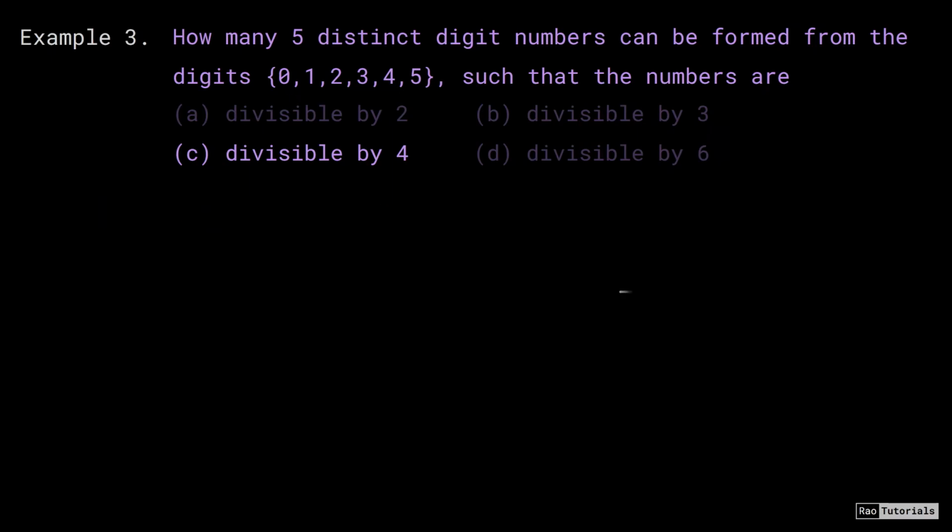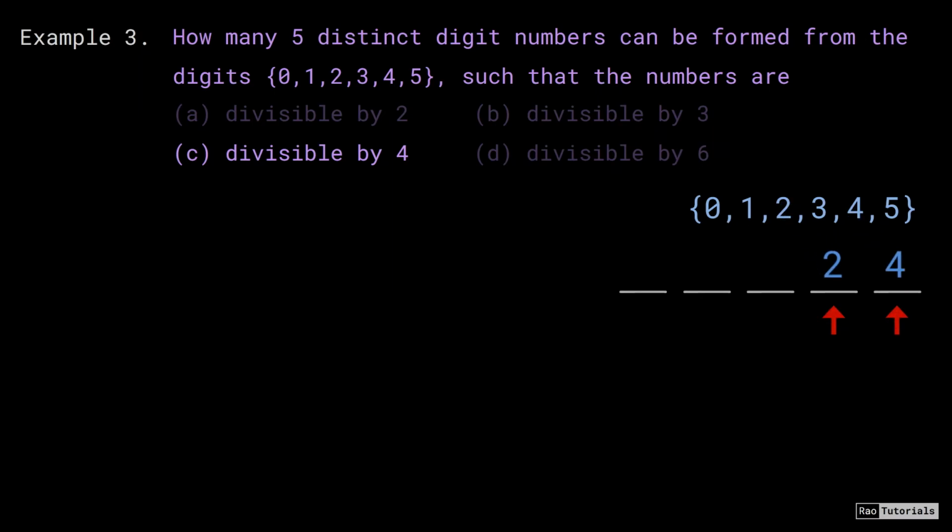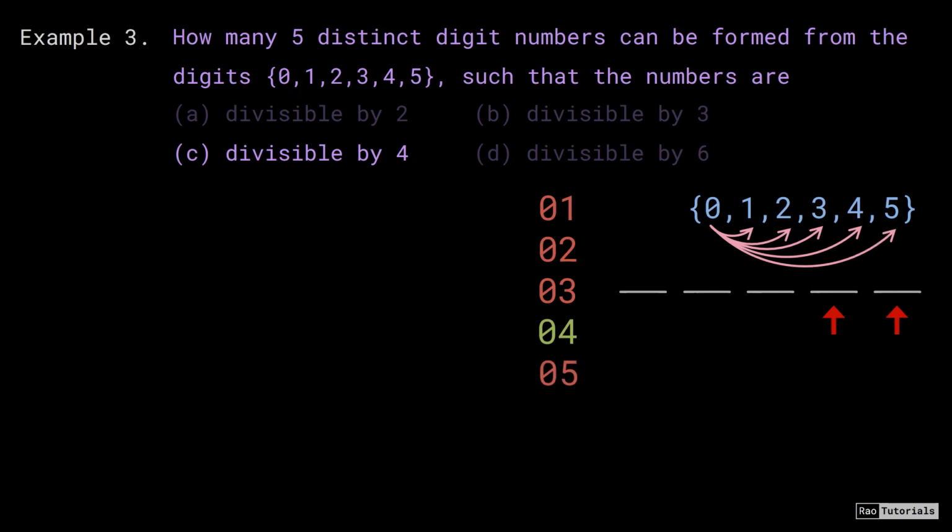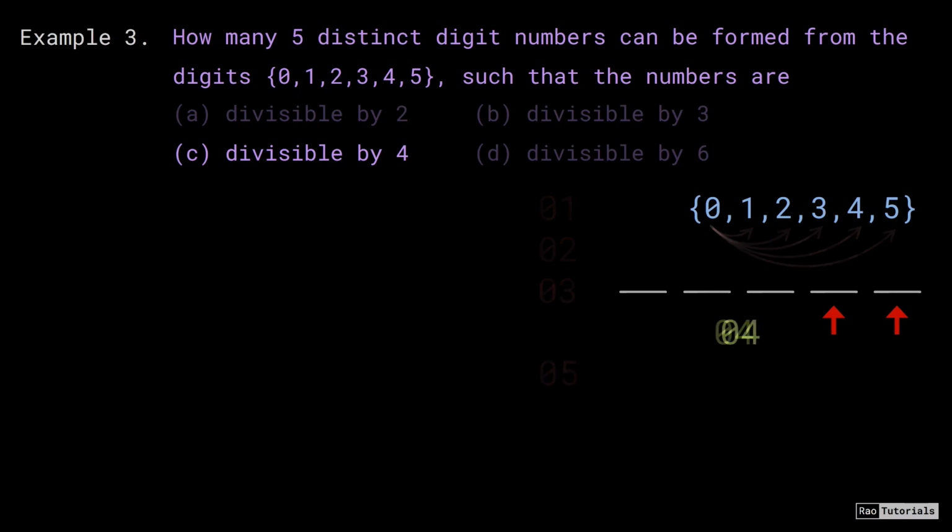We want to form 5 distinct digit numbers from the digits 0 to 5. Their divisibility by 4 depends on the digits that we place on the last two blanks. We can place 24 or 52 or 40 and so on. We want to find all such possible last two digits, and haphazardly guessing them is not a good approach. Instead, we can systematically start with 0 and pair it with other digits like 01, 02, 03, 04, 05. Of these, only 04 is a multiple of 4, and so can be the last two digits.